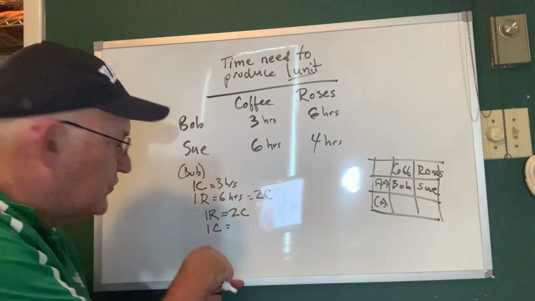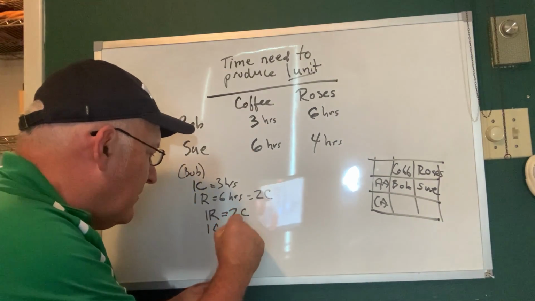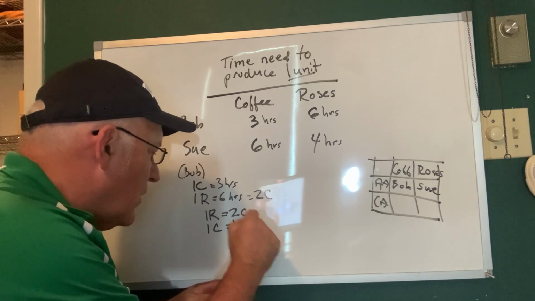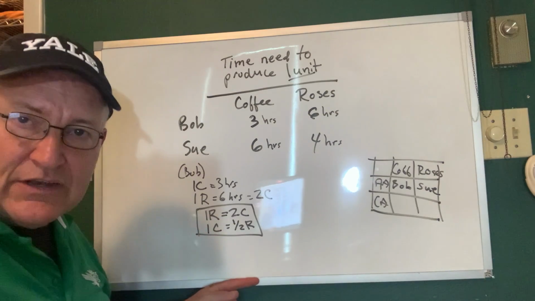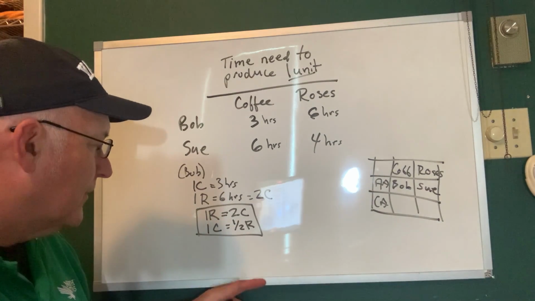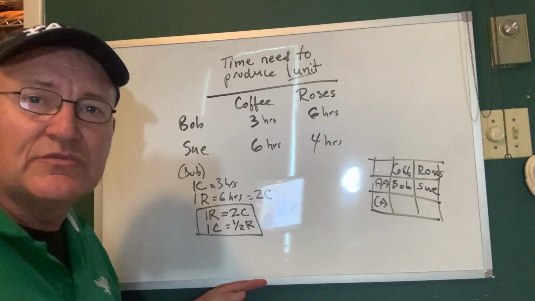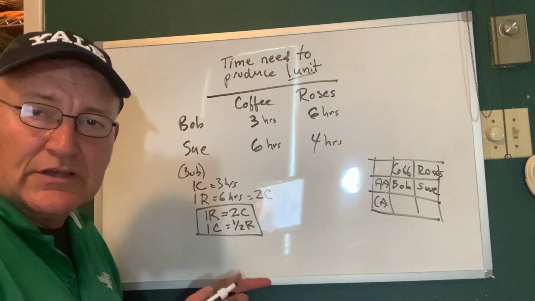or 1 coffee, 2 divided by 2 is 1, is going to be half of a rose. So that's Bob's comparative advantage, or opportunity cost in terms of the production of roses and coffee.